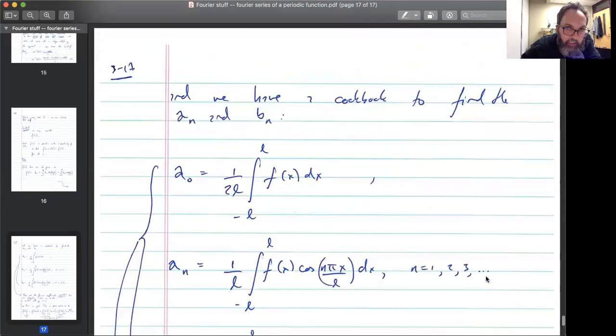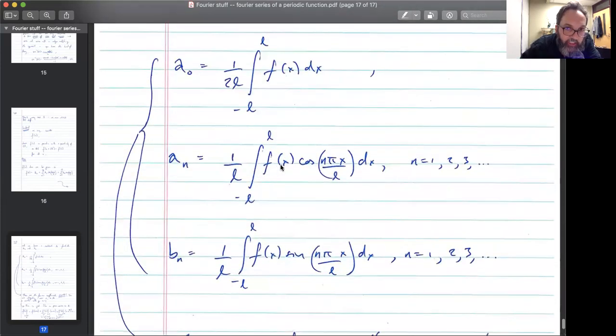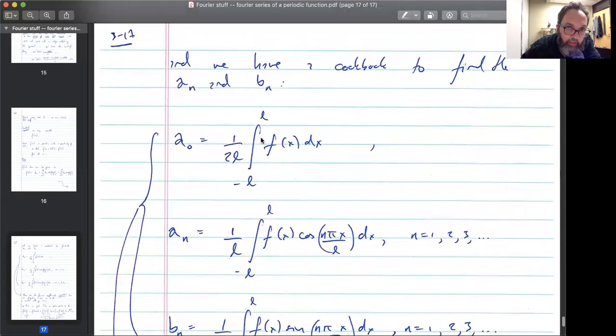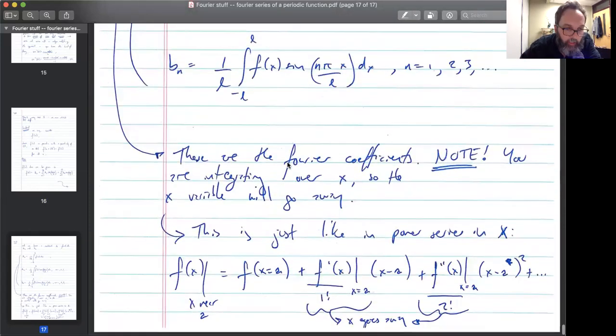So we're doing the same thing here. This is integrated over x, so the x's go away. Integrated over x, x's go away. Okay, that is the first chunk of notes I want to talk about.